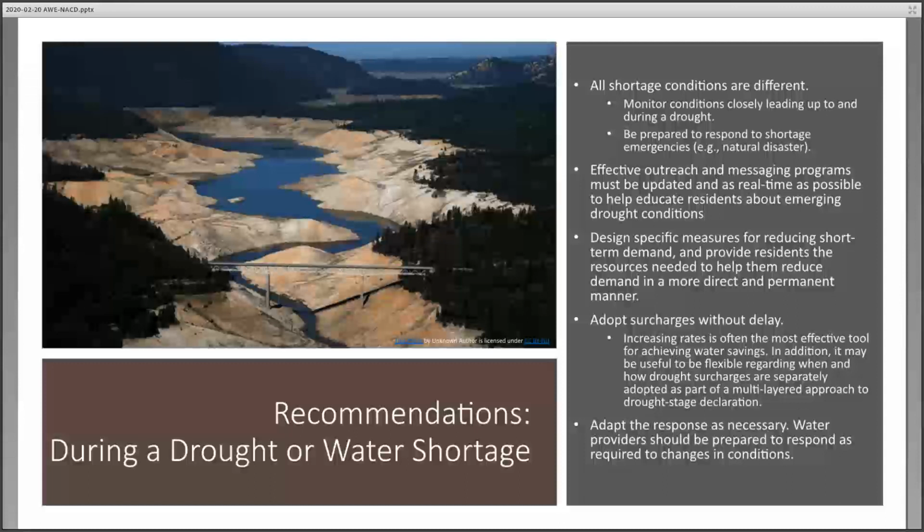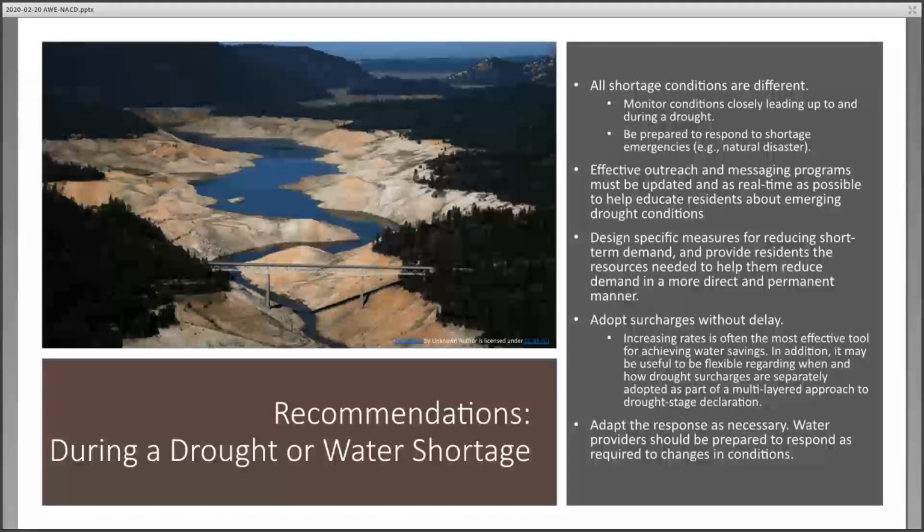And then during it, again, communication is critical. If you need to adopt surcharges to increase your rates, that's one of the most effective tools for getting compliance with your restrictions. And it's very important to do that without delay. You also have to stay on top of things. One water provider noted that their messaging was so effective that people weren't watering their lawns because of the drought. They started to see a lot of tree mortality.